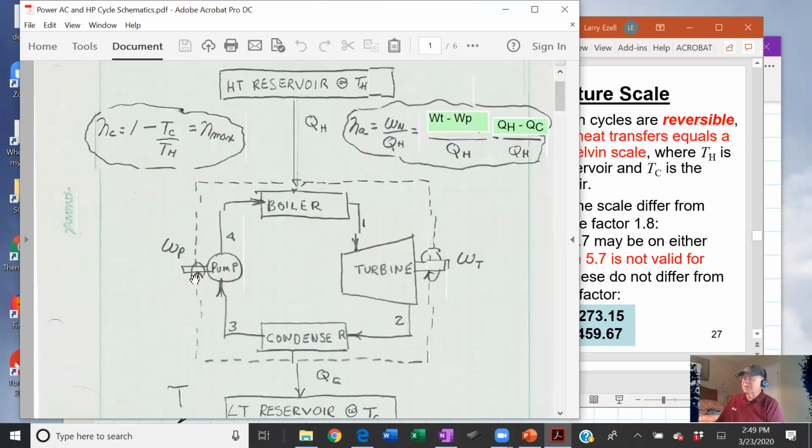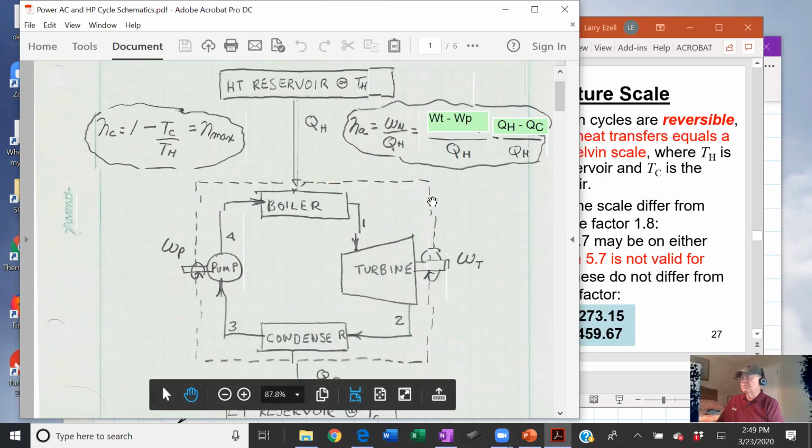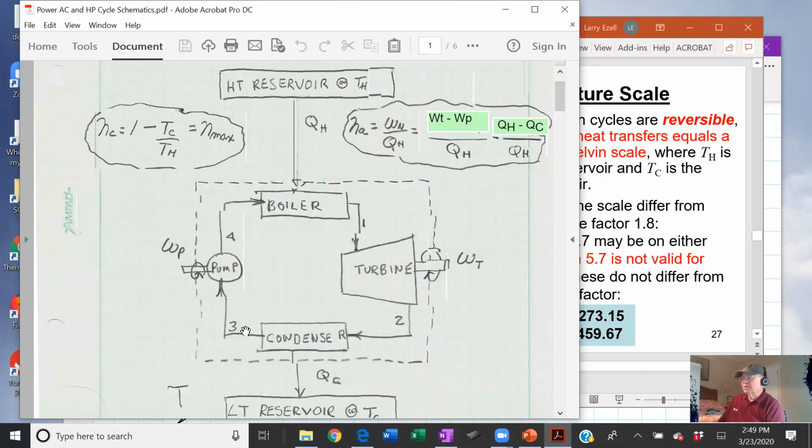Here's our power cycle, very basic power cycle. We got the four elements of it: the turbine, a condenser, a pump, and a boiler.